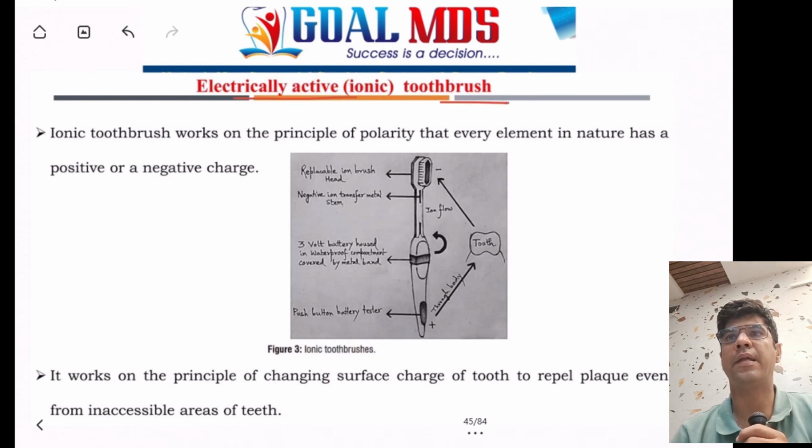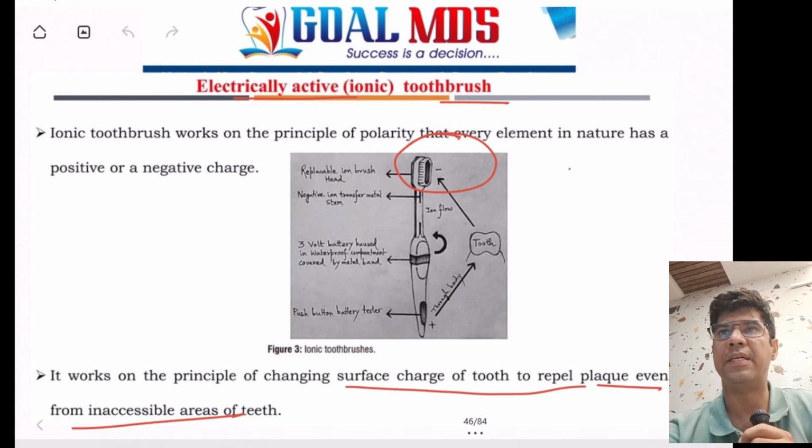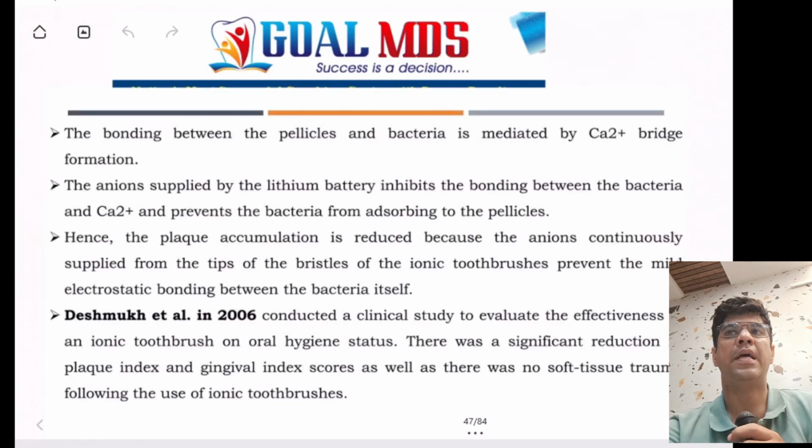Other are the electrically active ionic brushes, based upon positive and negative charge. They work on the principle of changing the surface charge of the tooth to repel plaque from the inaccessible areas of the teeth. That is the main principle of electrically active toothbrushes.